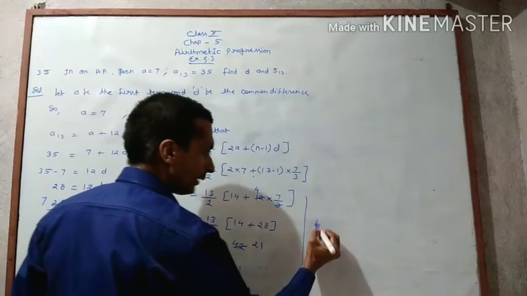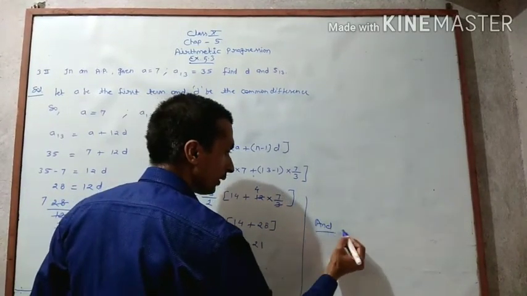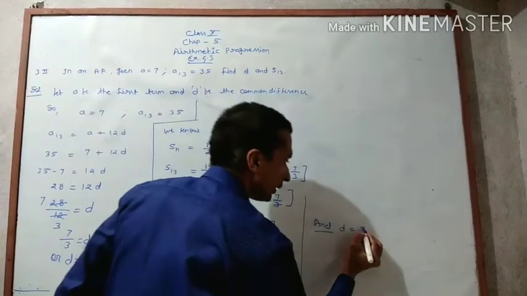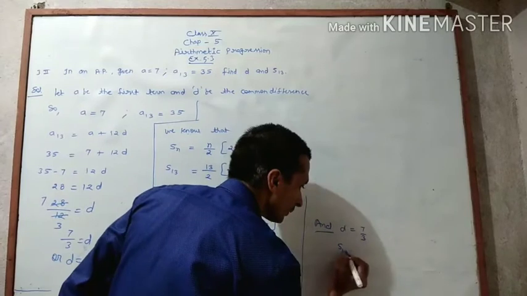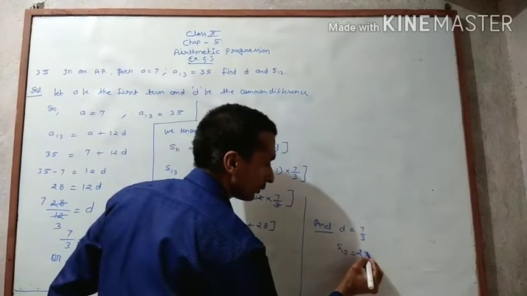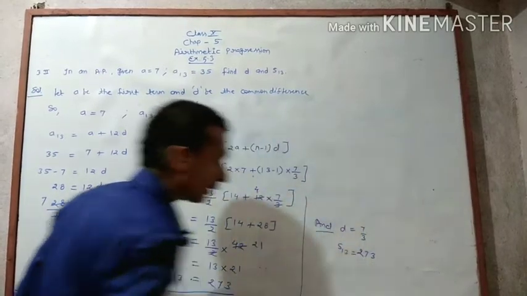After that you can write the answer, because there are two requirements, so you have to write D. D equal to how much? 7 upon 3, and the value of S13 is how much here? 273. So this is your question number 3 completed.